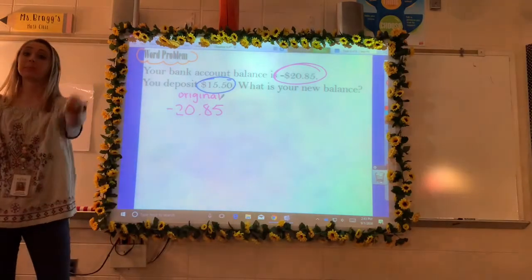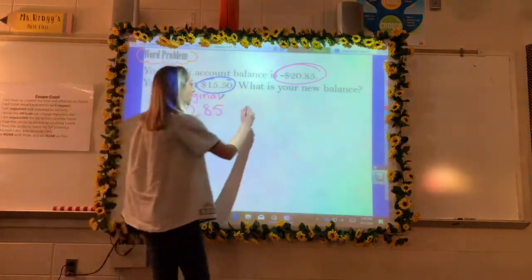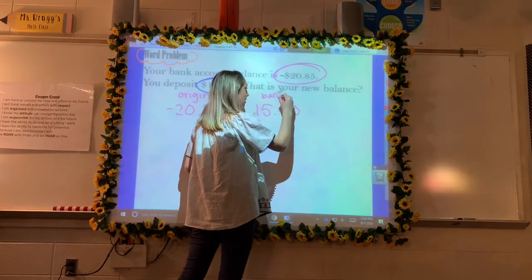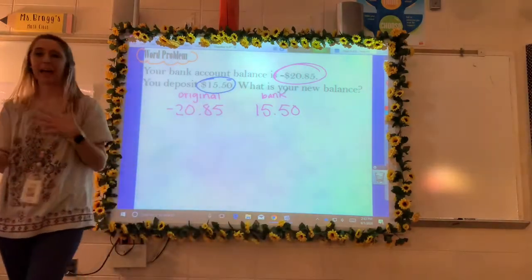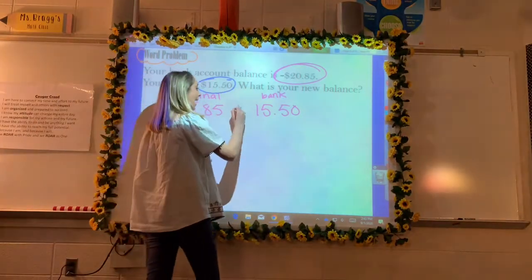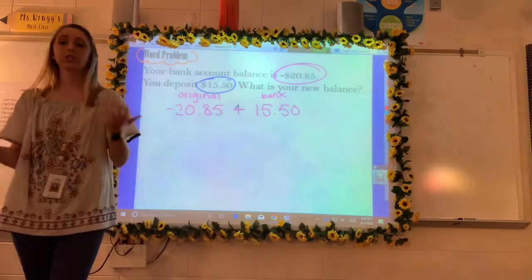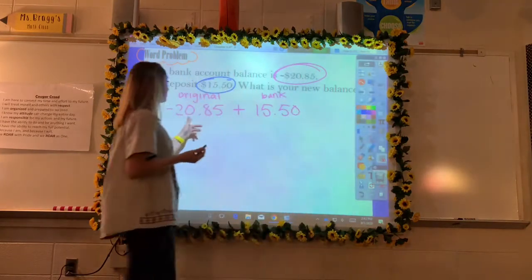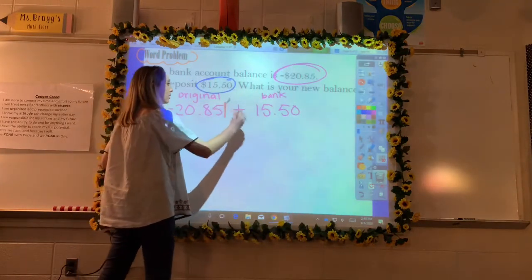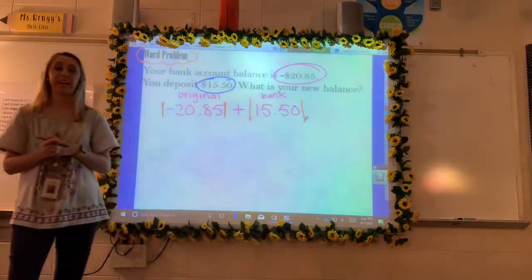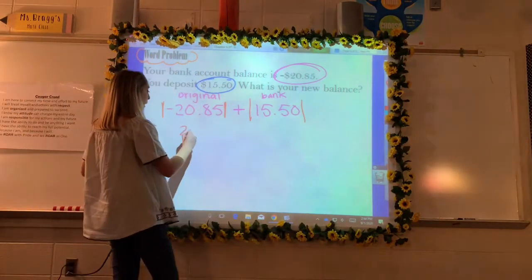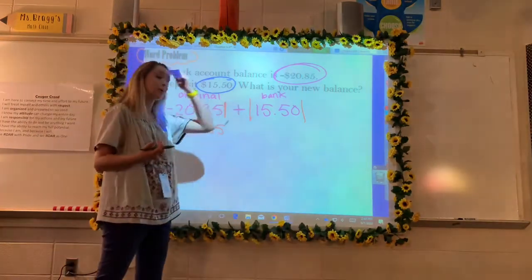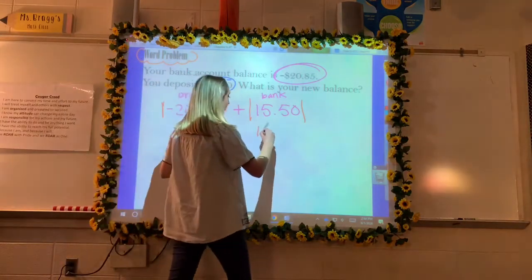All right? And you give the bank $15.50. So this is given to the bank. And it's given to the bank to kind of help that balance. So the bank is adding that, okay? So we're gonna do the same process. First, we want to get the absolute value of both. So the absolute value of negative $20.85 would be positive $20.85. And then the absolute value of $15.50 would just be $15.50.